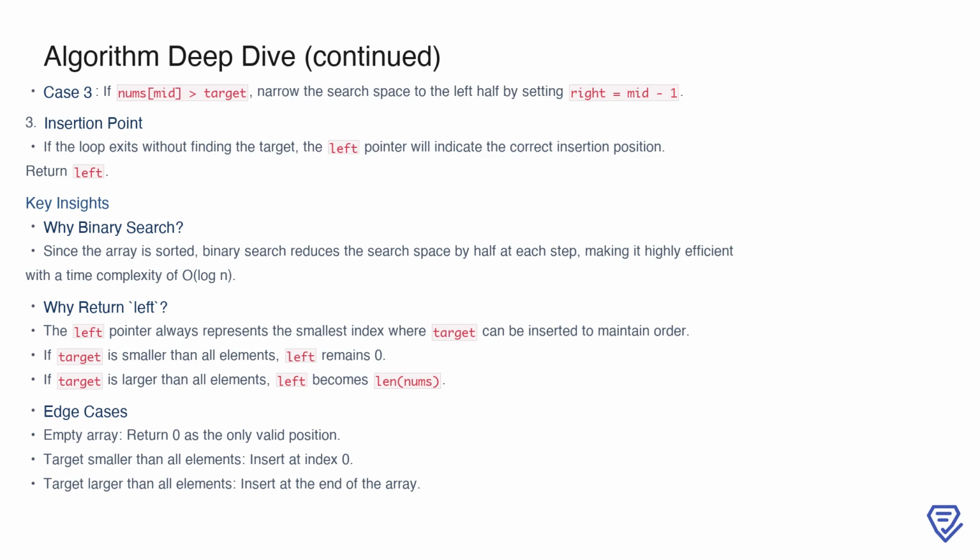Now, if the binary search loop completes without finding the target, the left pointer will indicate the correct position where the target should be inserted. This is because left always points to the smallest index where the target value could fit while maintaining the array's sorted order. Binary search is particularly effective here because it halves the search space at each step, giving us a time complexity of O(log n).